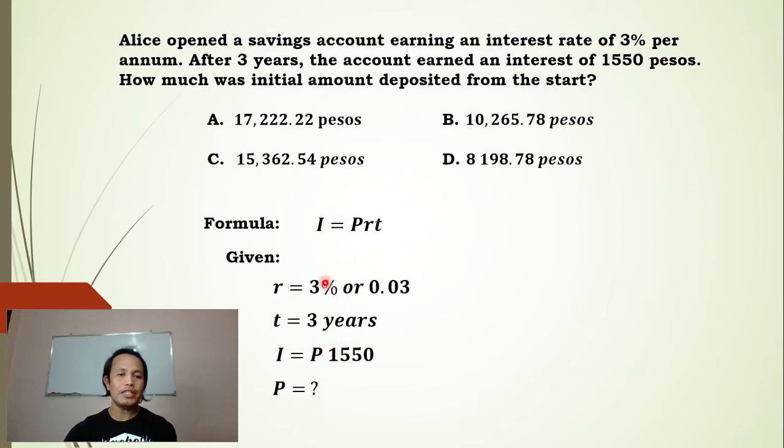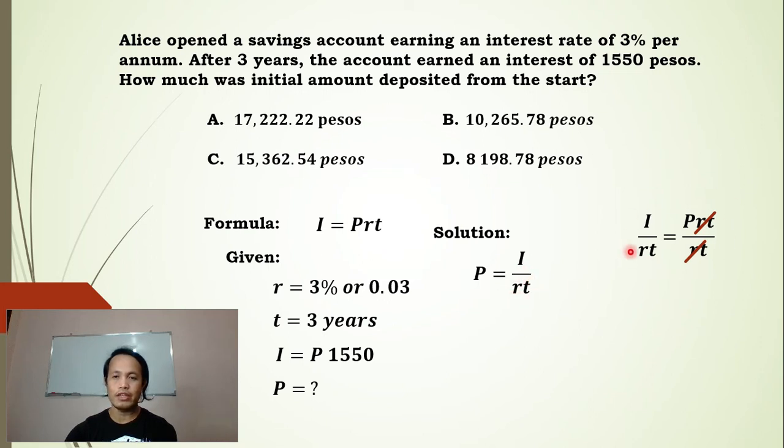To find the principal, we manipulate this formula. We have to divide both sides of the equation by RT so that we can solve for the principal. In this case, we can cancel out the RT on this side of the equation. So the formula for this problem is the principal equals the interest over the rate times time. So this becomes P equals I over RT. This is now the formula that we need to use to solve for the principal, and we need to substitute the given values into the formula.